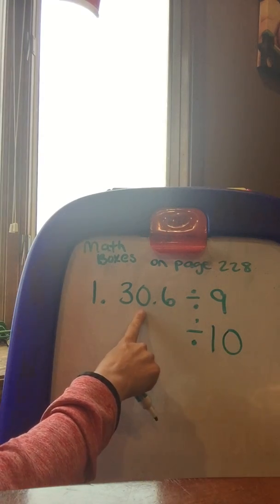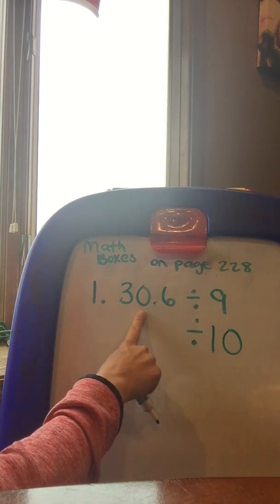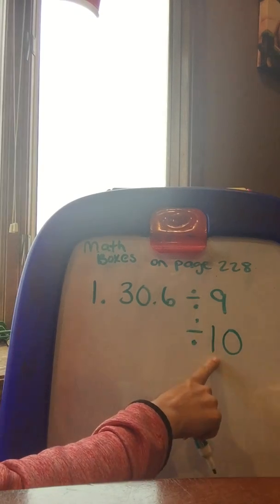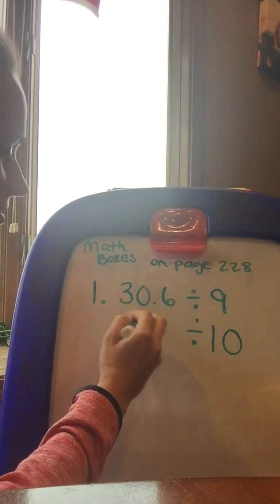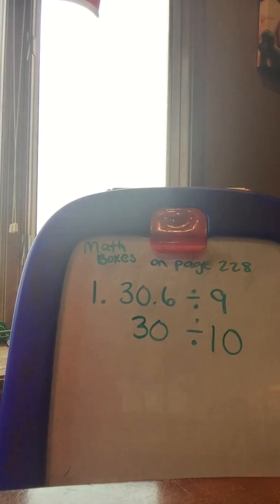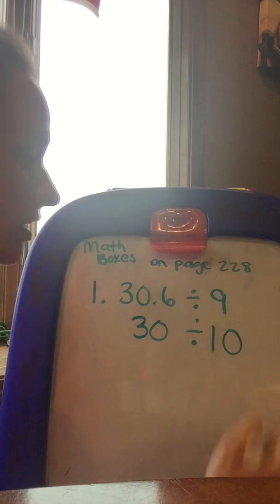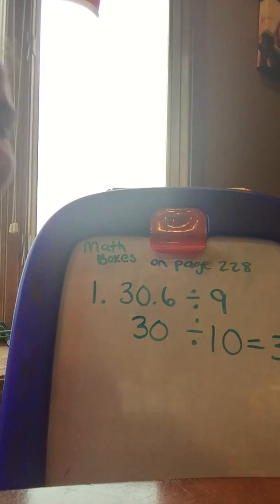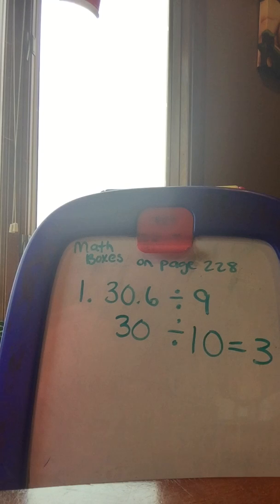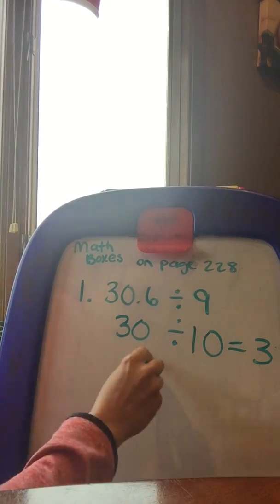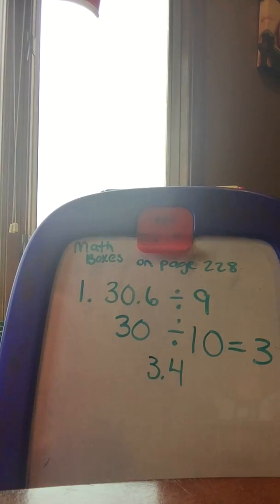and then whatever this number is going to be, it has to be close to 30 and 6/10, but it has to also be a multiple of 10. So the closest multiple of 10 to this is 30. So my new problem would be 30 divided by 10, which equals 3. So I know that the answer is going to be close to 3. So when I look at the choices for number one, the closest choice to the answer of 3 would be 3 4/100. So that should have been your answer to number one.